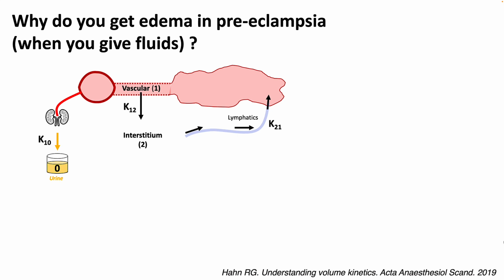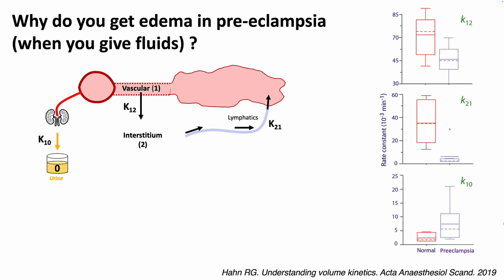In preeclampsia, you develop quite a bit of edema, and it is common to assume that the rate of leakiness is much higher in this condition. However, when you look at the various clearance constants, your K12 is much lower than a normal person, and your K21, that is your rate of lymphatic return, is diminished a lot. Your K10, that is the rate of your renal clearance, is higher than the normal person. So the reason why preeclamptic patients are developing edema is not because the rate of filtration in the capillary is increasing. It is because the rate of lymphatic return has dropped by a lot.